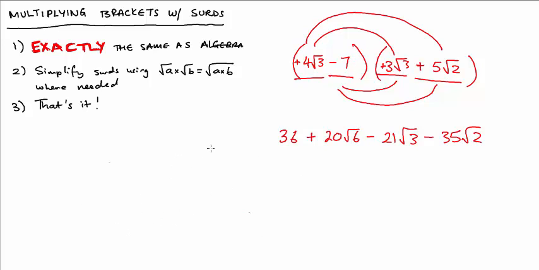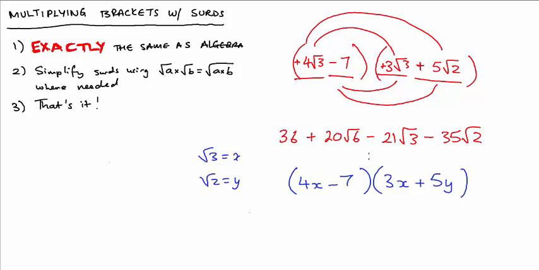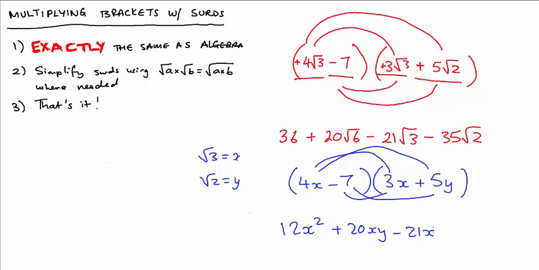And again, you know, let me just make another extra kind of like demonstration here as well. I want you to think of, see how similar these are to saying like 4x minus 7, 3x plus 5y. All I've done here is made my root 3 equal to x, I made my root 2 equal to y. And if I did that, I get 12x squared. That one, I get plus 20xy. This one, I get minus 21x. For this one, I get minus 35y.